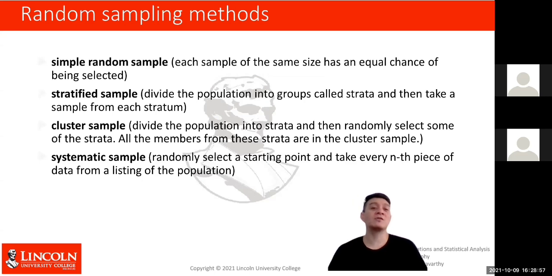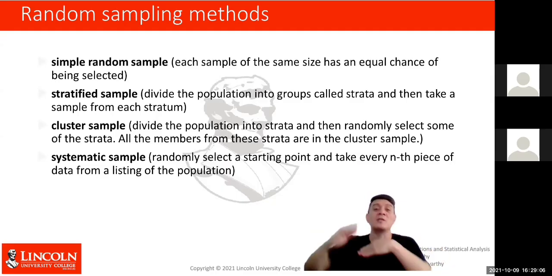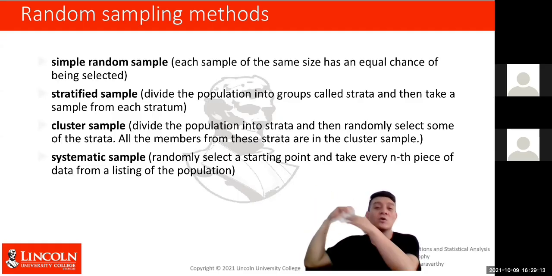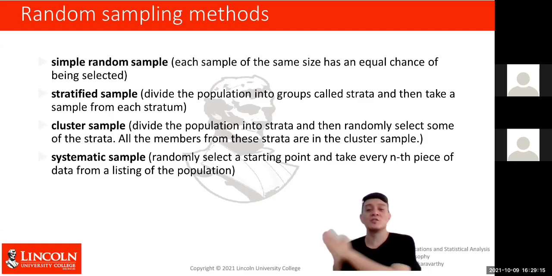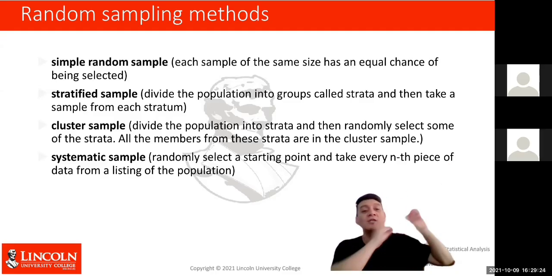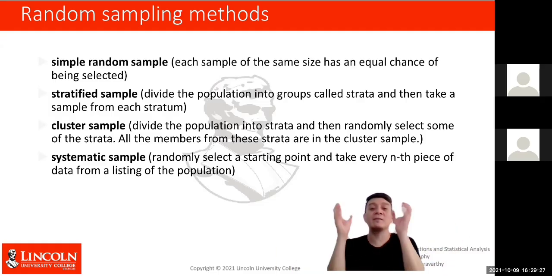Random sampling methods. Simple random: each sample of the sample size has an equal chance of being selected. That's as simple as that. Stratified: they divide the population into groups. They call them strata, strata 1, strata 2, strata 3, or group 1, group 2, group 3, or cohorts, or divisions. So you take a sample from each stratum: a sample from this division, a sample from that division, and combine them, and then you have a sample of the divisions that you have stratified.